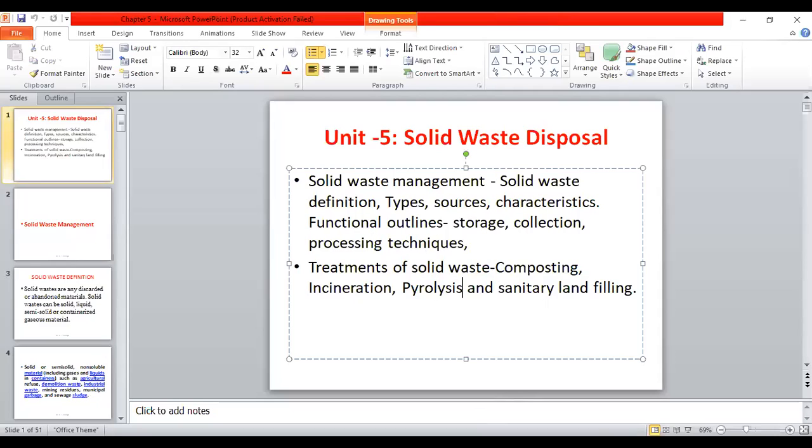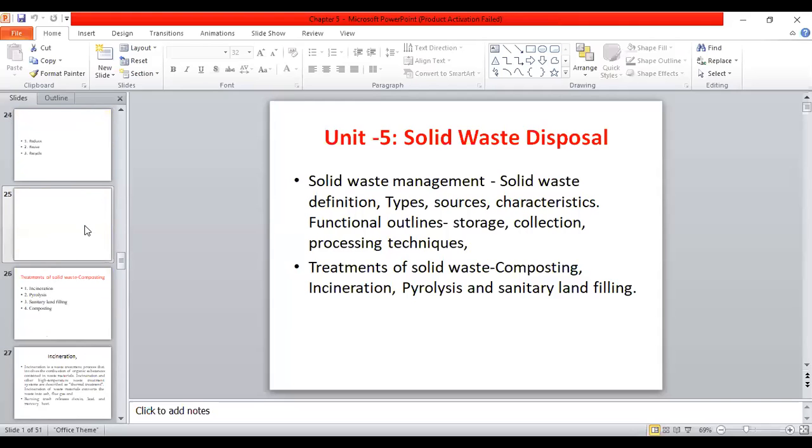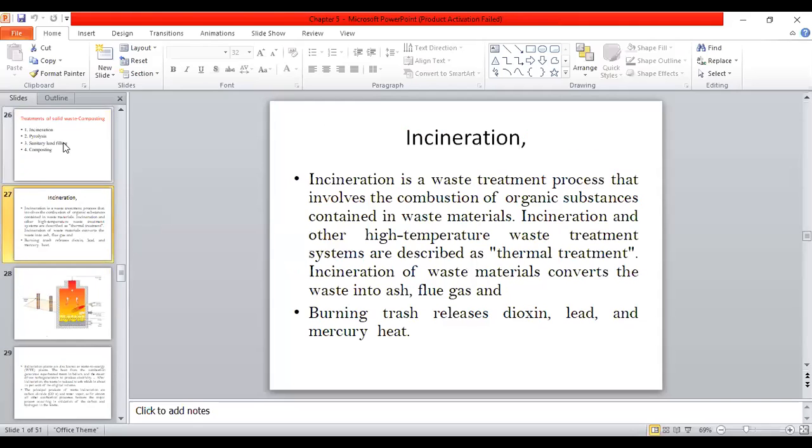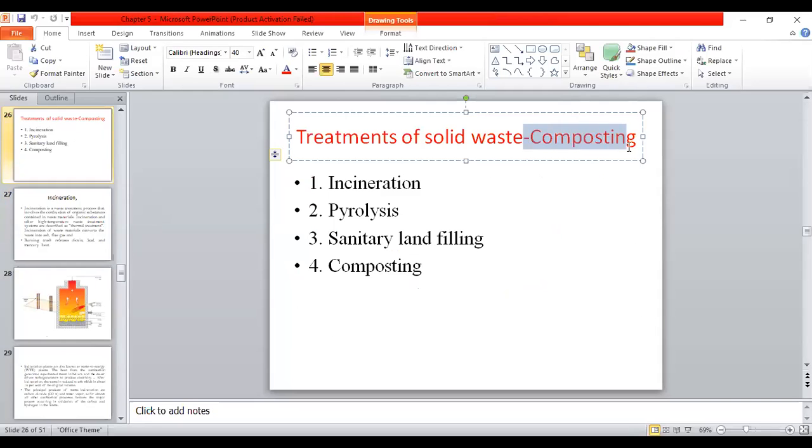Okay, so what I was telling you here, without explaining repeatedly, I think it is not required. If required, someone can tell me. Okay, we were discussing the treatments of solid waste. Sorry, here it is written composting. Composting is one of the treatments.